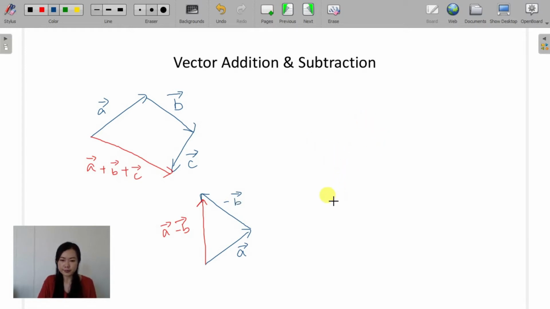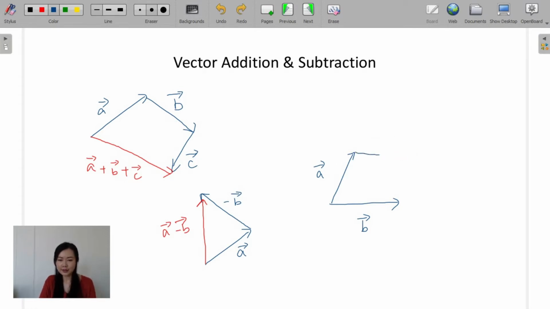So let's say vector A, vector B. Typically if you're drawing two complex numbers, they're going to look like this, two position vectors with their tails sitting at the origin. So how do you do addition? You complete the parallelogram.